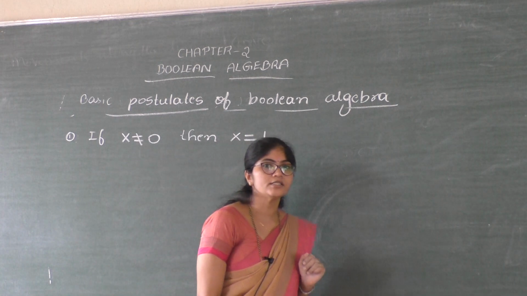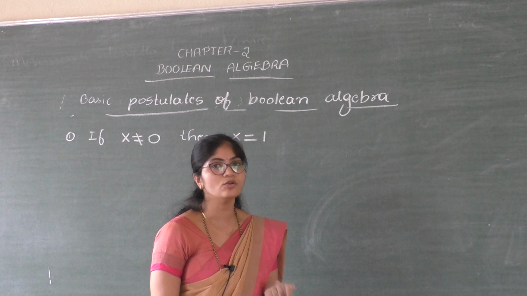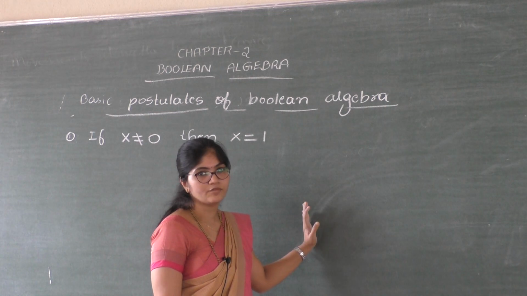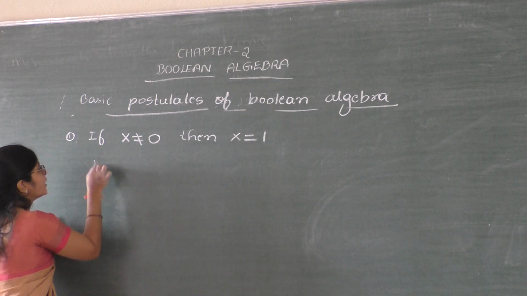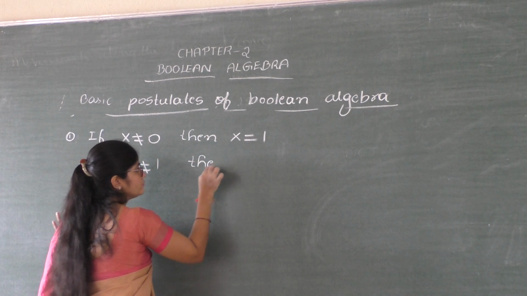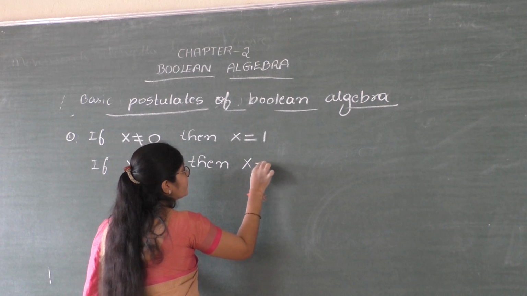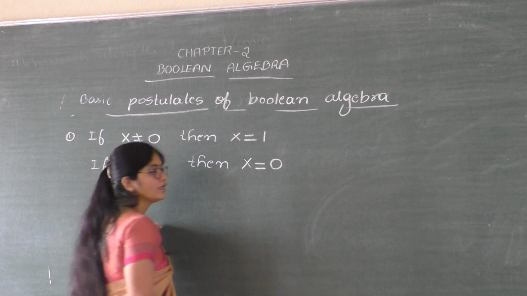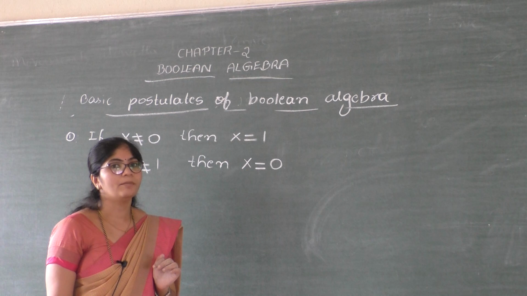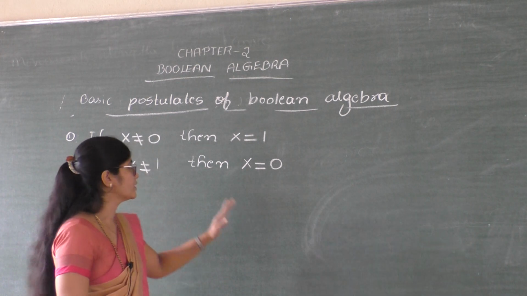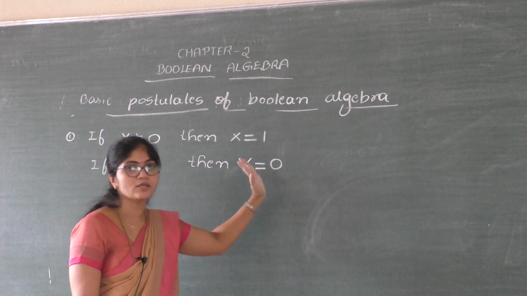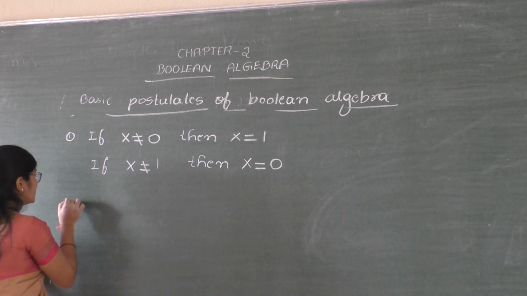So we know that Boolean algebra deals with binary numbers, that is zeros and ones. If the value of x is not equal to 0, then the value is 1. If the value of x is not equal to 1, then the value of x is 0. Here the variables are called logical variables. Logical variables can store binary values, either 0 or 1. If x is not equal to 0, then x equal to 1. If x is not equal to 1, then x equal to 0. This is the first postulate.